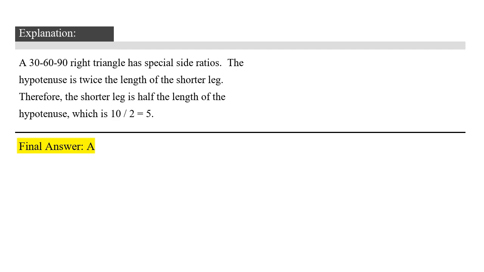A 30-60-90 right triangle has special side ratios. The hypotenuse is twice the length of the shorter leg. Therefore, the shorter leg is half the length of the hypotenuse, which is 10 divided by 2, equal to 5.